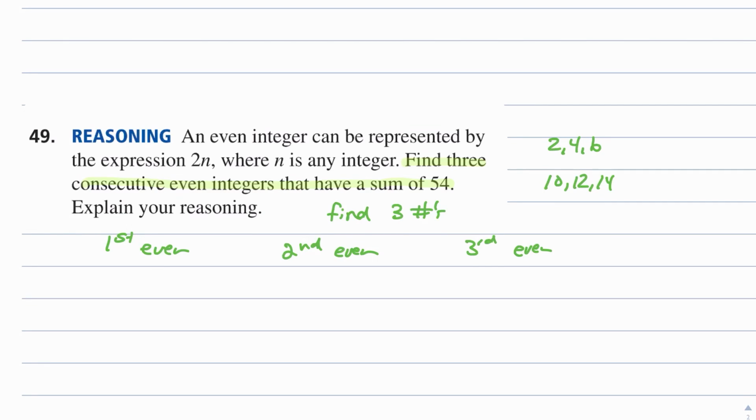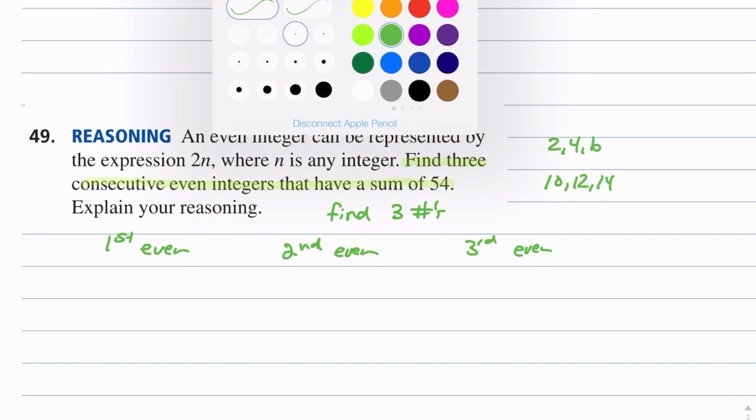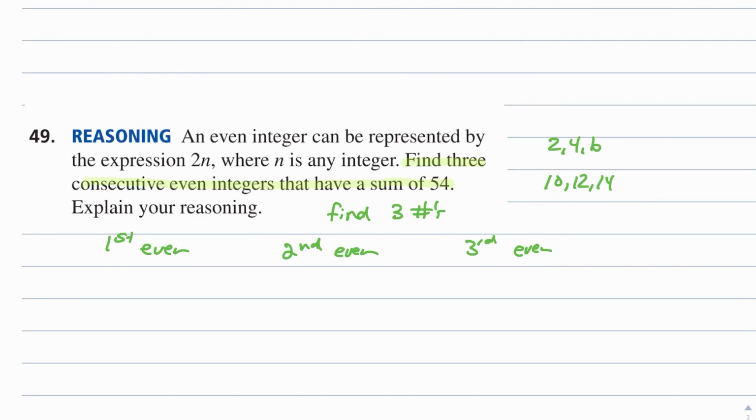What we had talked about in class is there's 3 different things that we need to find. We cannot use 3 different variables. We want to try to define one thing first and use that one thing to describe the others. So in this case, if I call my first number 2n, because they tell us any even number can be 2n, so let's say 2n is our first even number.